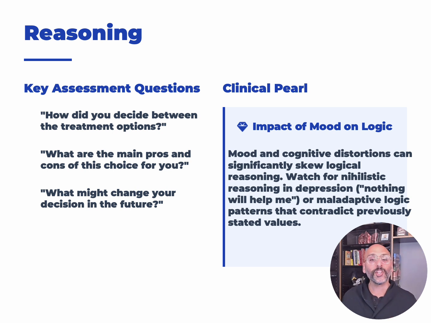So depression and mania are often things that can distort reasoning. They may have nihilistic logic, so nothing will help, right? Or they may have grandiose logic. I don't need meds, and this will signal to you impairment, right? If they think they're invincible or they think things don't apply to them that apply to the average person. So that can affect their ability to reason.